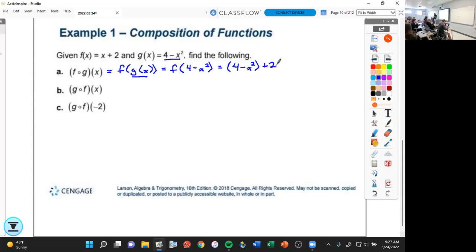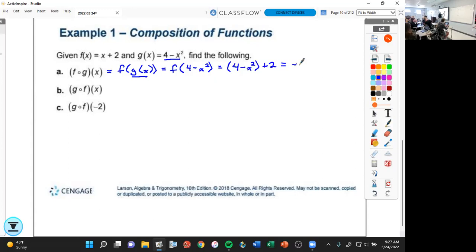Now, it's best practice when you're plugging something in to put it inside parentheses. In this case, the parentheses aren't needed. But for practice and when I'm working the problems, I'm always going to put them in parentheses. 4 minus x squared. Okay, I can't do anything with that. So now let's ignore these parentheses. Can you do anything with what's left? 4 minus x squared plus 2. Okay, so what's my final answer going to be?